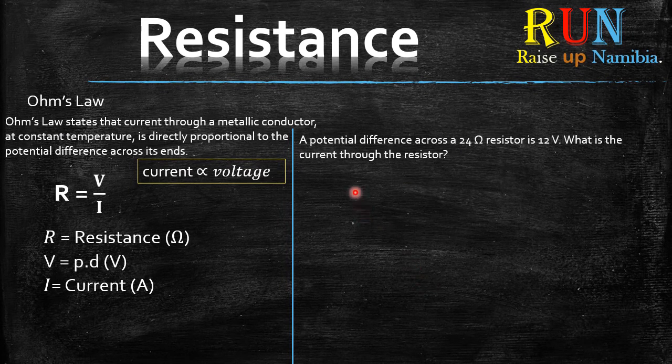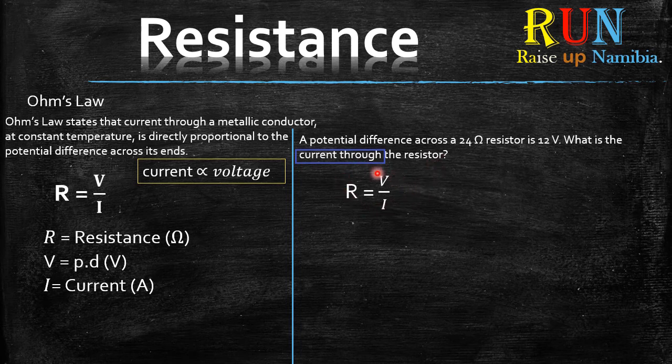Now this example states a potential difference across a 24 ohm resistor is 12 volts. What is the current through the resistor? Again, when you bring out your formula, check in your statement, what are you asked to calculate? You're asked to calculate the current through the resistor.